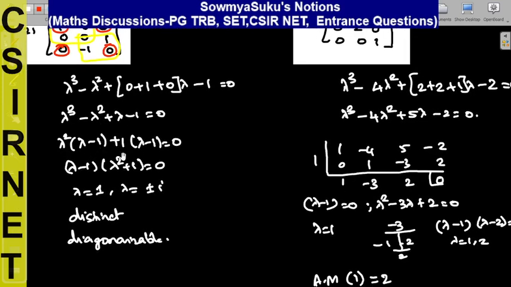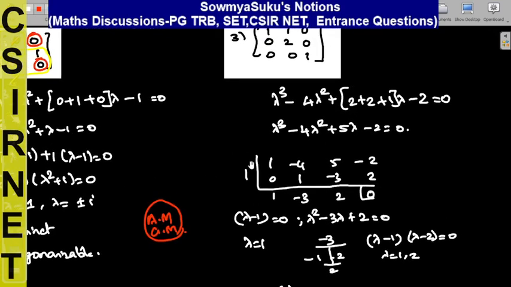By doing the calculation, we will get lambda equal to 1 and lambda equal to plus or minus 1. Here you can see that all are distinct. If all are distinct, then no problem. Directly you can write that this is diagonalizable. If some values are distinct and some are not distinct, you have to check for the algebraic multiplicity and the geometric multiplicity. Okay, if it is all distinct, then it is diagonalizable.